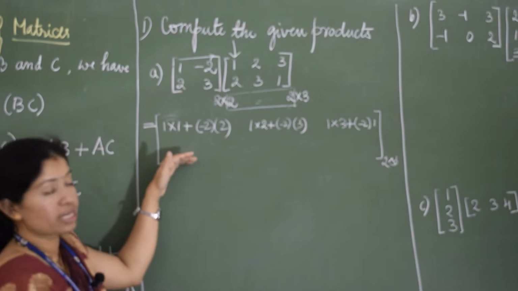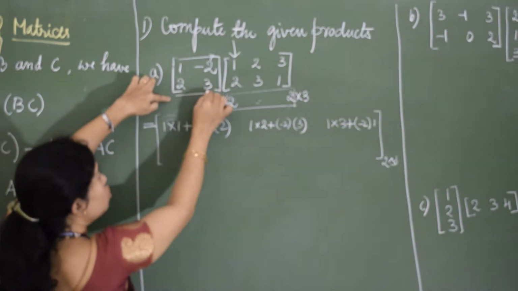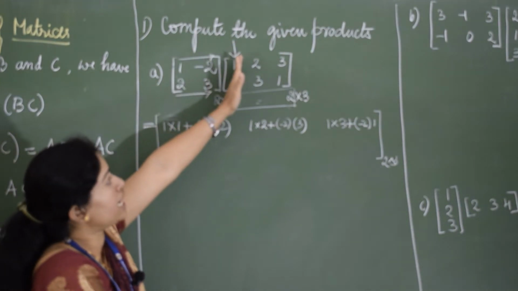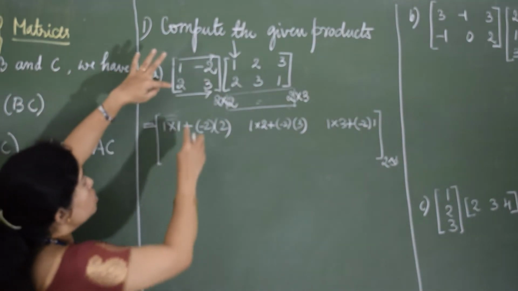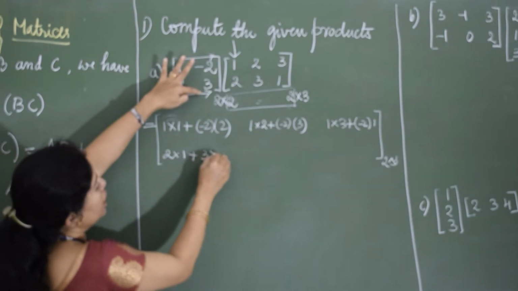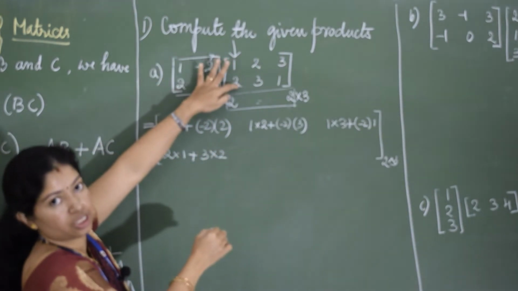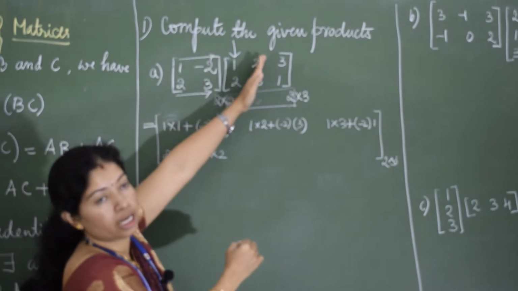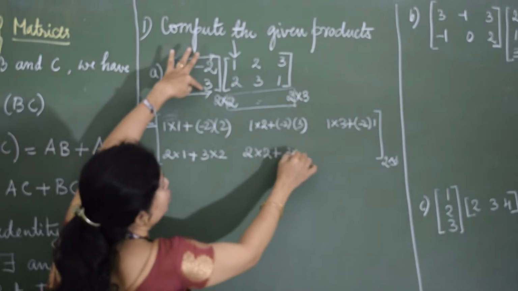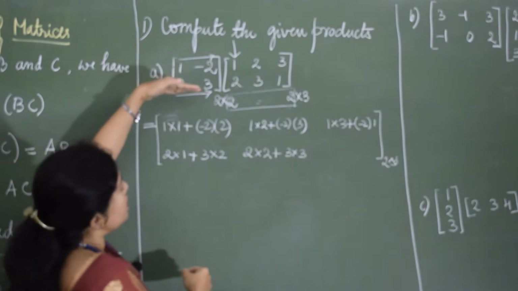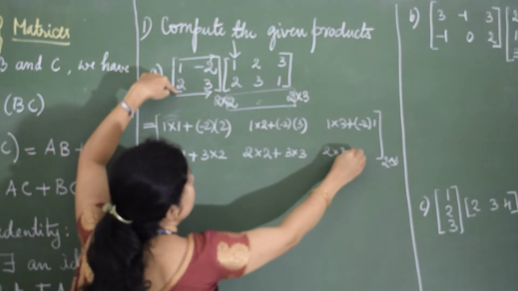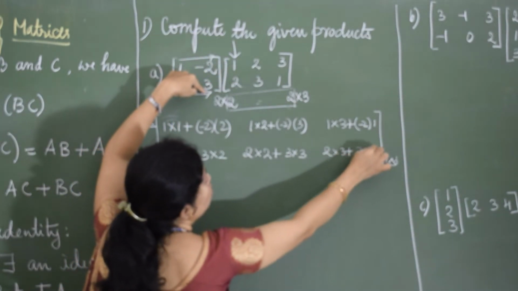Next, coming to the second row. Take the second row of the first matrix and multiply the corresponding elements of the first column. So it is 2 into 1 plus 3 into 2. Next, second row with the second column. So it is 2 into 2 plus 3 into 3. Next, second row with the third column. So it is 2 into 3 plus 3 into 1.